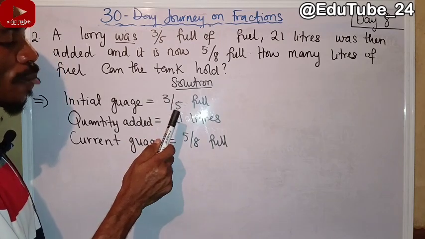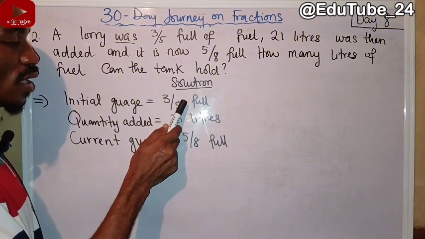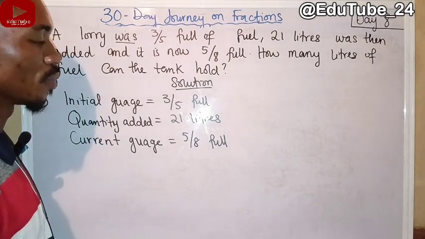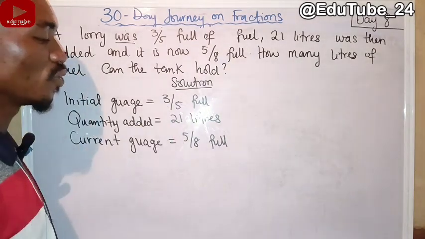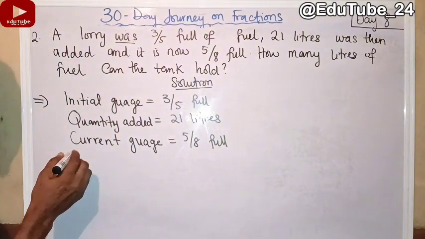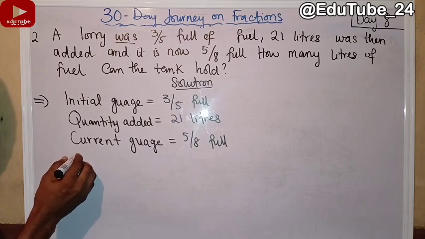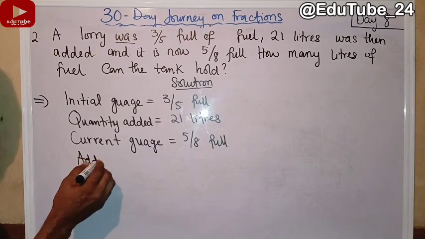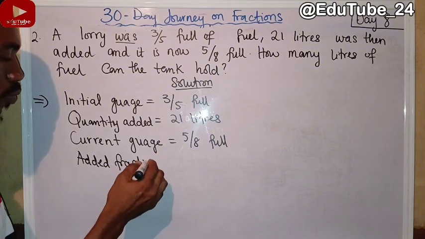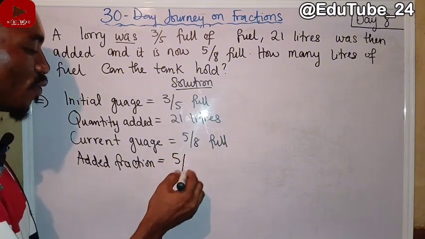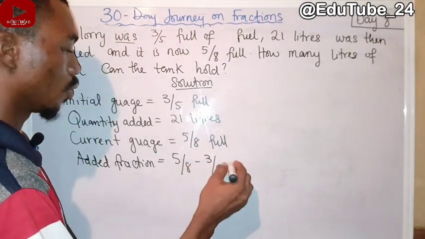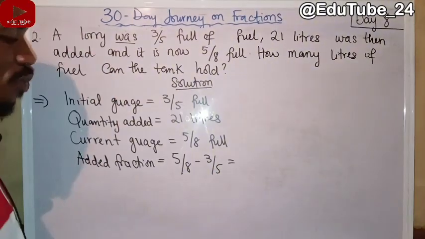That means a fraction of the quantity was added to this initial gauge to now have this quantity. So to find that fraction that was added, we have to find the difference between the current gauge and the initial gauge. So I'm going to say added fraction is equal to 5 over 8 minus 3 over 5. So 5 over 8 minus 3 over 5.